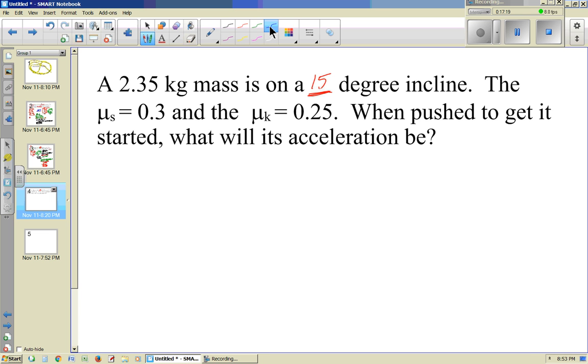Okay, let's take our third and final problem. Let's call that number 3. We'll use the same information we had for the last problem, but this time we're going to push it to get it started. The assumption here is that the kinetic friction will be low enough that this thing will accelerate, and that happens to be what's going to occur, but we'll pretend we don't know that right now.